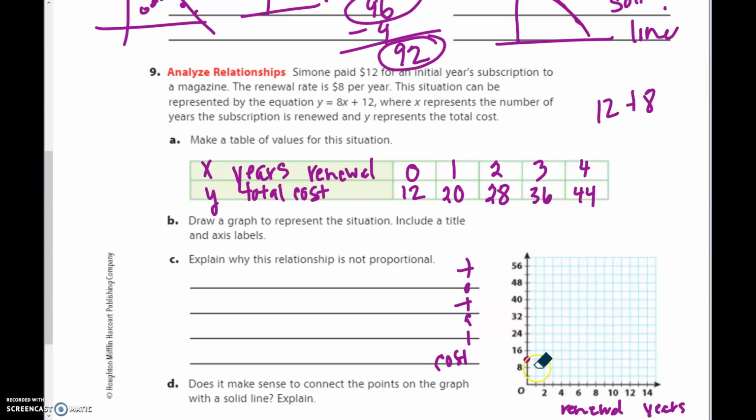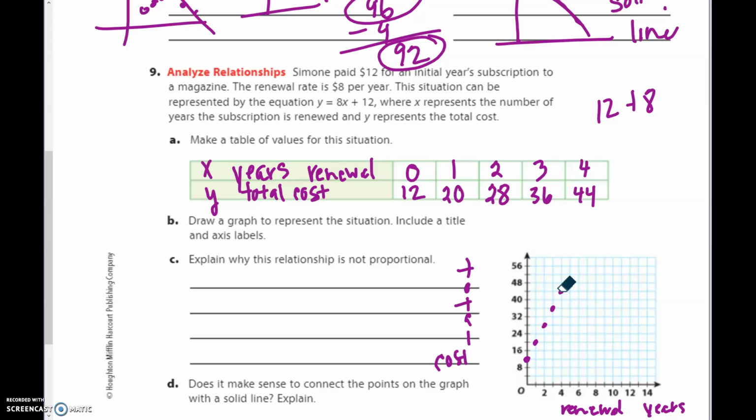year one, we renewed it. We have paid that company a total of $20. After two, we have paid that company $28. After 3 years, we've paid that company $36. After four, we've paid that company $44.